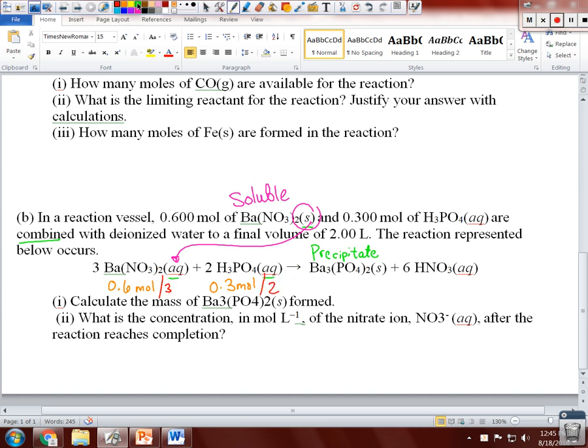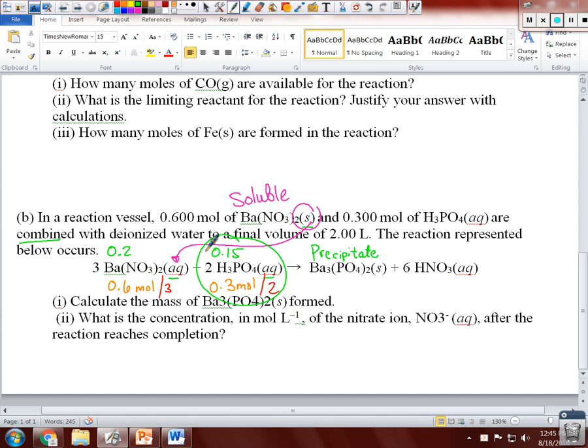So what is 0.6 divided by 3? 0.2. And what is 0.3 divided by 2? Okay, 0.15. So obviously, which one is less? The phosphoric acid. Okay, right? So here's what we have to do now. We have to convert our moles of phosphoric acid to what? Barium phosphate, the grams of barium phosphate.